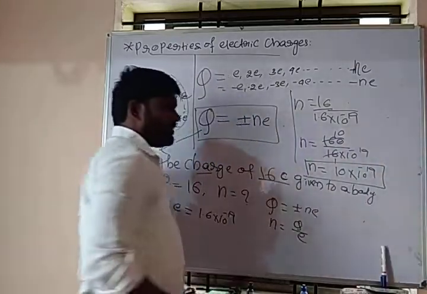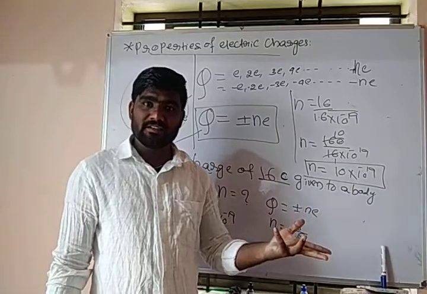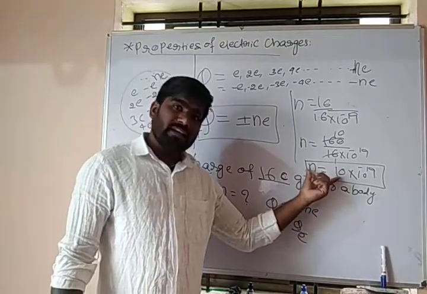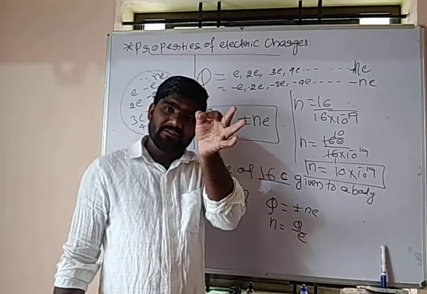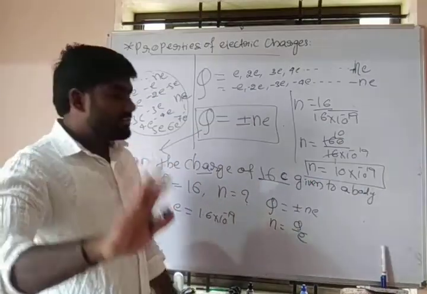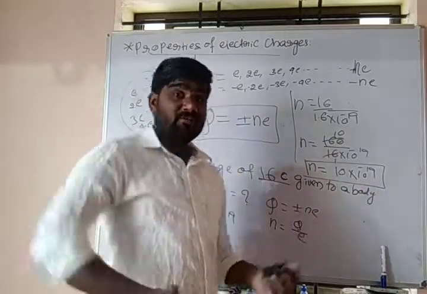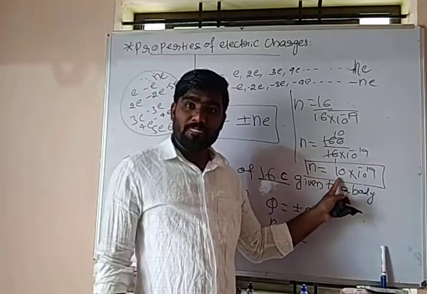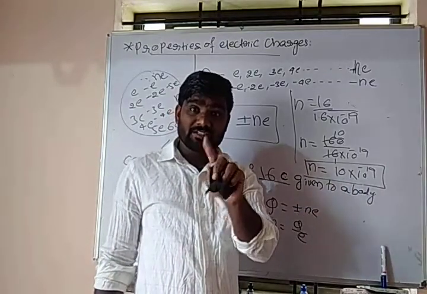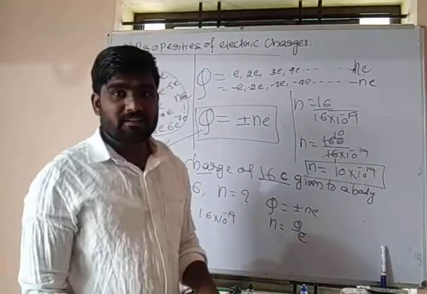So N is equal to 10 into 10 to the power 19. Can we give this number of charges to a body? Definitely it can, because as I told, charges must be in a fixed number. That is, N is equal to 10. 10 is the sense, so we can give 10 charges to the body. If your answer would be 10 divided by 2, we cannot give any charge to the body, because charges may not be in fraction.